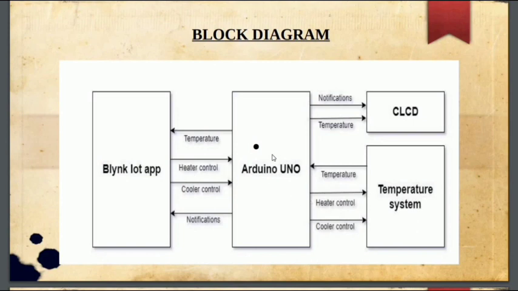And as well as this, the status of the heater and cooler are also displayed on the CLCD, like heater is on, heater is off, like that. And whenever the heater increases the room temperature above 35 degrees, automatically the cooler switch will turn on and the heater switch will turn off, and we will get a notification on our Blynk IoT app.